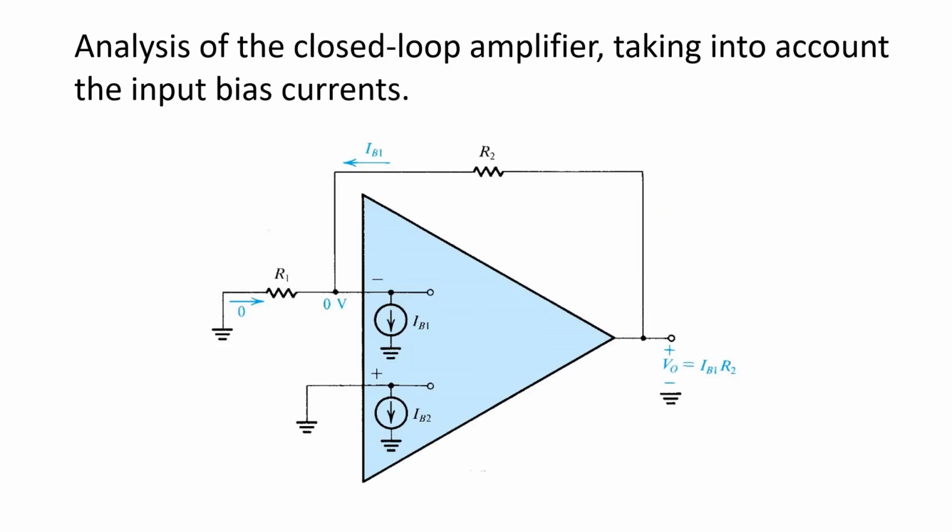So let's consider the analysis of a closed-loop op-amp circuit taking into account the input bias currents. The configuration as it's pictured here is actually representative of both the inverting and the non-inverting configuration. In the inverting configuration, the input would be applied here. In the non-inverting configuration, the input would be applied here. But in either case, when we're considering the output in response only to the input bias currents, we would be setting the input source to 0. So in both cases, you end up with the same equivalent circuit.